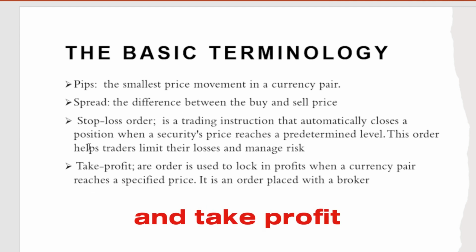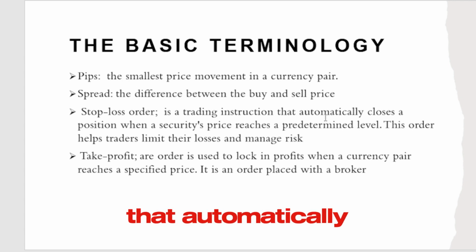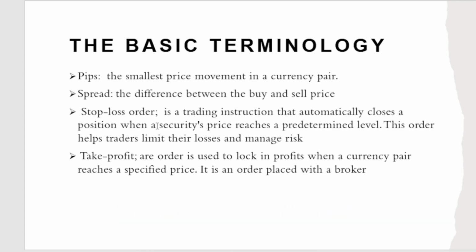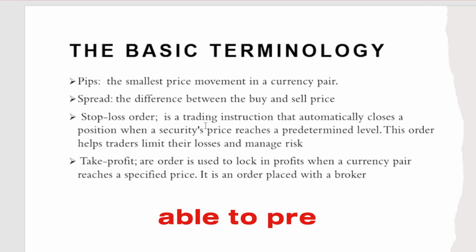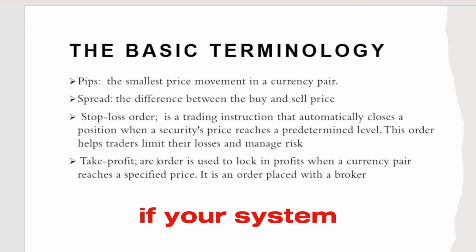Next, stop loss and take profit. Stop loss is a trading instruction that automatically closes a position when a security price reaches a predetermined level. It means that in Forex, you can predetermine what you're willing to risk at each point. Predetermining your risk is you telling your broker, automatically cut me out when price gets to a certain region. I'm willing to take a loss from this region. Take profit is the opposite. Take profit is a predetermined place that you want price to get to before your broker cuts your profit for you if your system is down or if your phone is down. I believe that's clear enough.